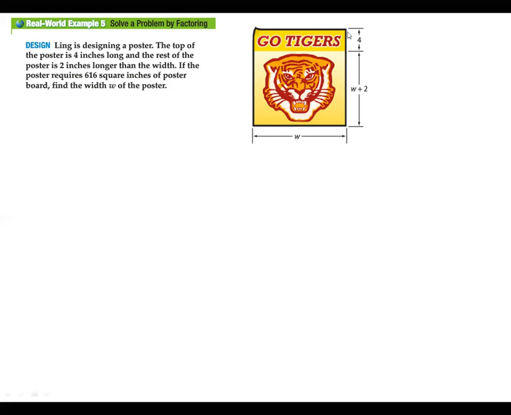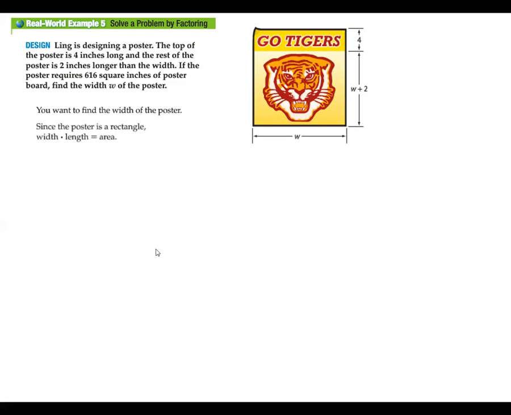Okay, so the top of the poster is 4 inches high up here. The width of the poster, we don't know what it is, but we know the height or the length right here is 2 inches longer. So the entire poster is the width plus 2 plus the additional 4 inches up here. So you want to find the width of the poster.